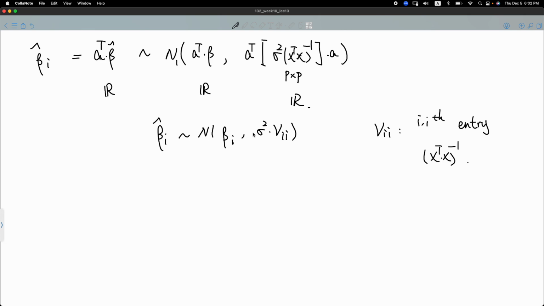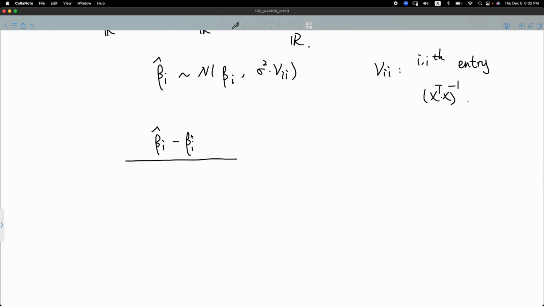Okay, so now let's bring all the components together, and then you will see how this will help you to perform the hypothesis testing. So again, let's standardize it, taking the square root of the variance. So standardizing like that, this one will follow a standard normal, 0 and 1, in the scalar version.